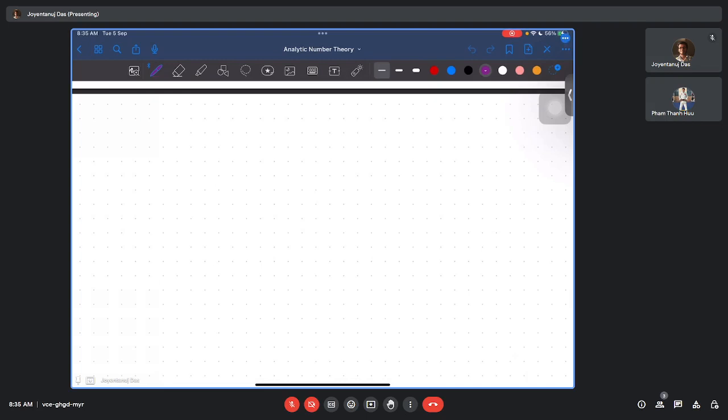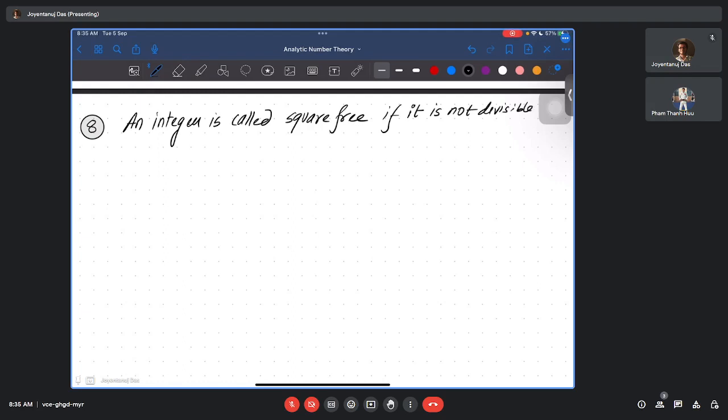Suppose we have an integer. An integer is called square free if it is not divisible by the square of any prime. So if any prime factor is there, the highest power is 1. So it is not divisible by any square of prime. For example, if I take 35, this is 5 times 7, so this is a square free number.